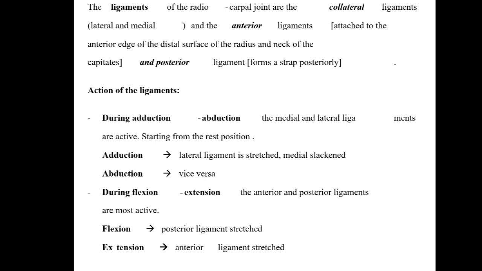So what are the functions of the ligaments? During adduction and abduction, the medial and lateral ligaments are active. Starting from the rest position, in adduction the lateral ligament is stretched and the medial slackened. During abduction, vice versa. During flexion and extension, the anterior and posterior ligaments are active. During flexion, the posterior ligament is stretched, and during extension, the anterior ligament is stretched.